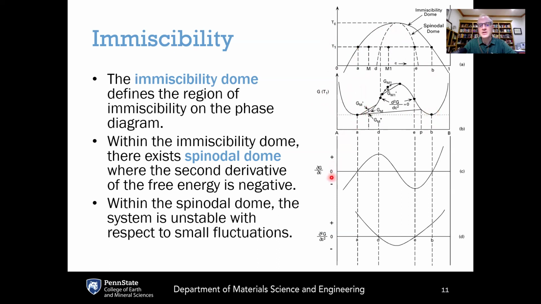The next curve down is the first derivative of the Gibbs free energy with respect to concentration. And obviously, if these correspond to minima in Gibbs free energy, that means that the slope of the Gibbs free energy curve, or this first derivative of Gibbs free energy with respect to concentration, is zero at both the A phase and the B phase. So this is what gives us the boundaries of the immiscibility dome. The boundaries of the immiscibility dome correspond to the locations of the minima of the Gibbs free energy.